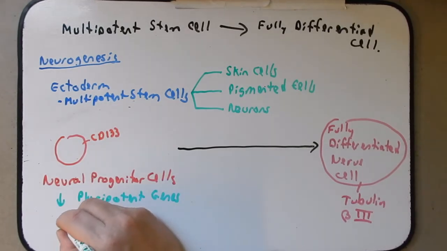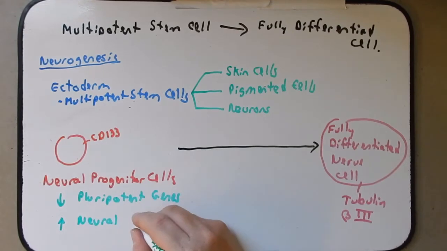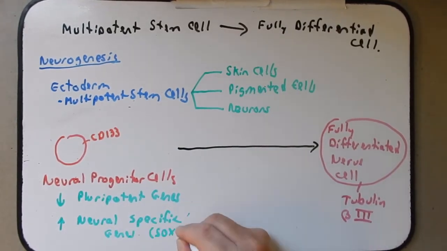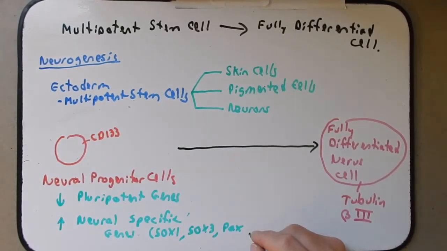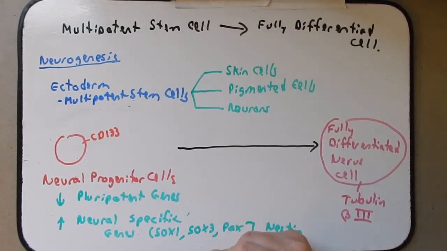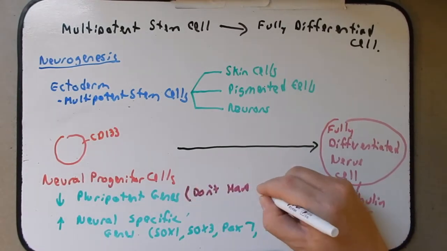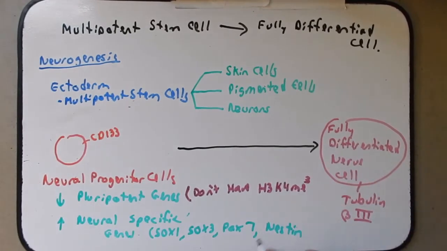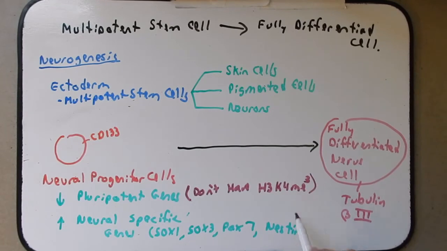And then we're going to see an upregulation of neural-specific genes. And these include SOX1, SOX3, PAX7, and nestin. As you might predict, these pluripotent genes that have been turned off don't have H3K4 trimethylation. Remember, that's a hallmark for genes being turned on in those regions.